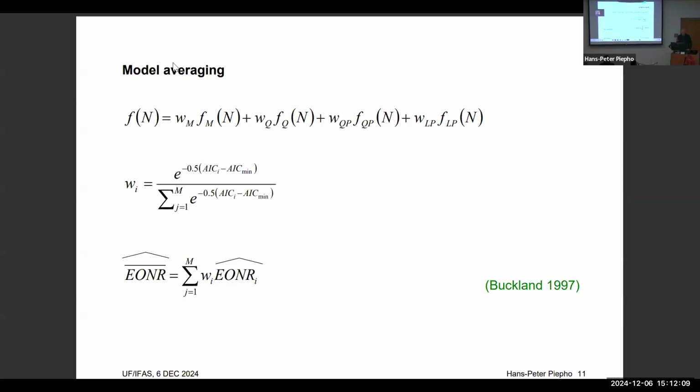You can also estimate the average, so you can also fit each individual model, determine the economic optimum rate based on each individual model, and then take the average across those estimates and call that your best estimate of the economic optimum rate. That's a further option here.